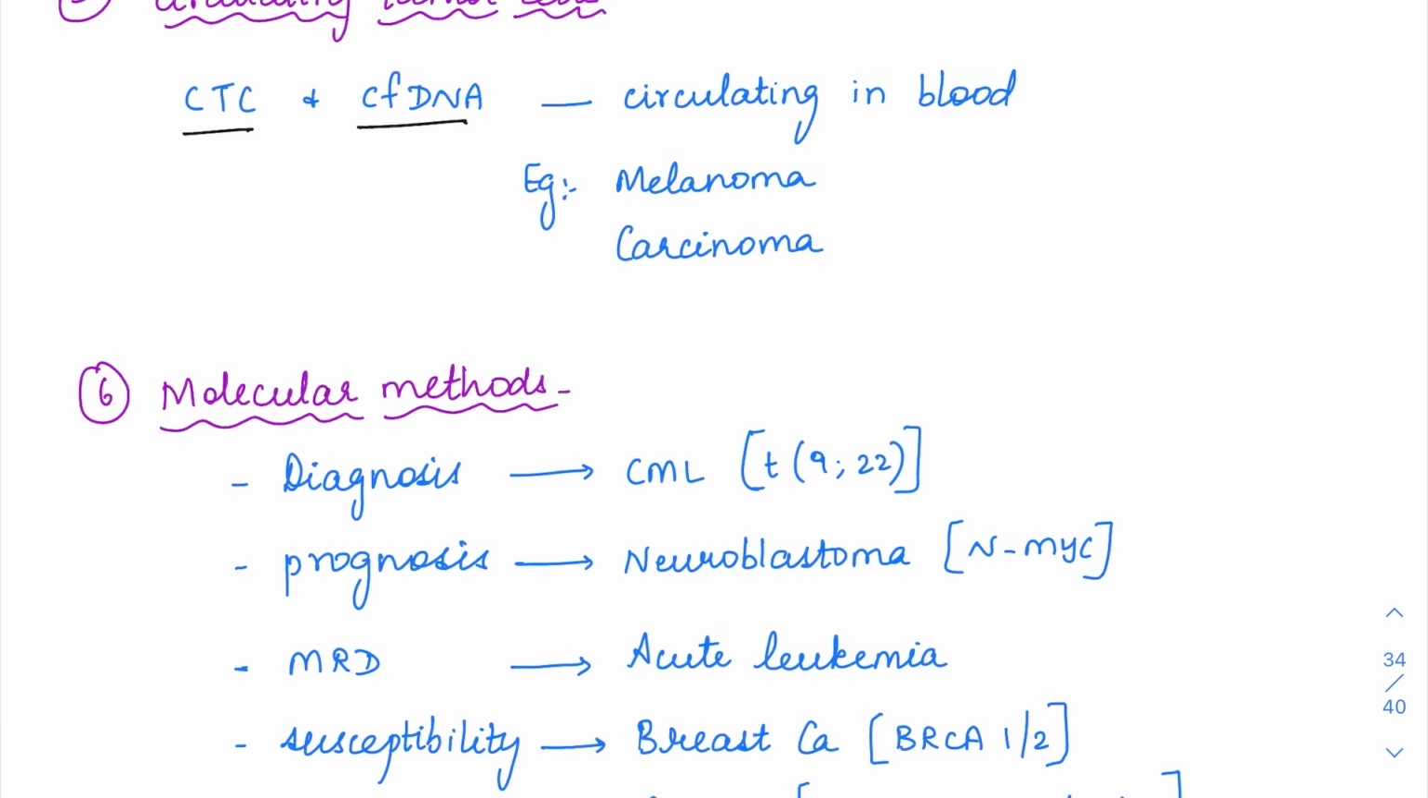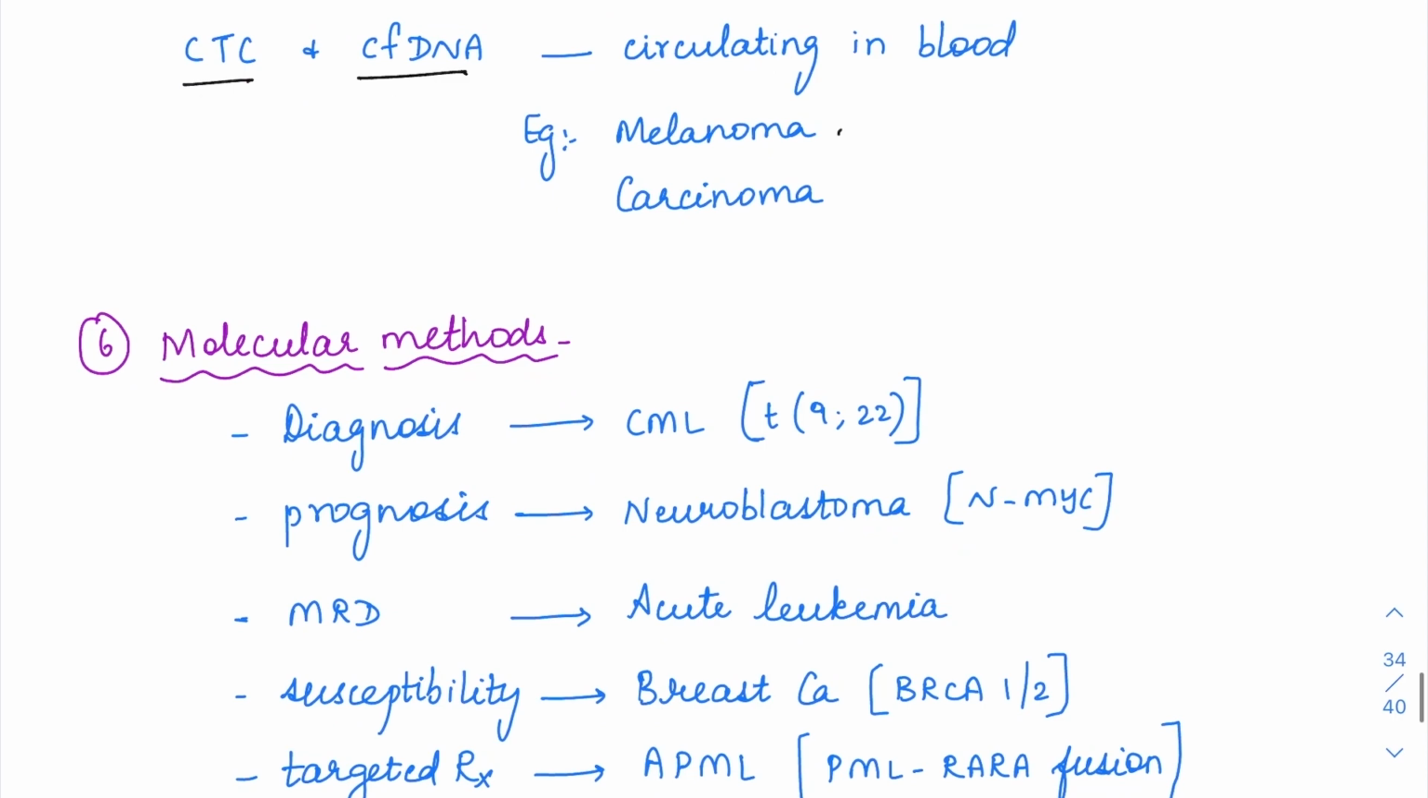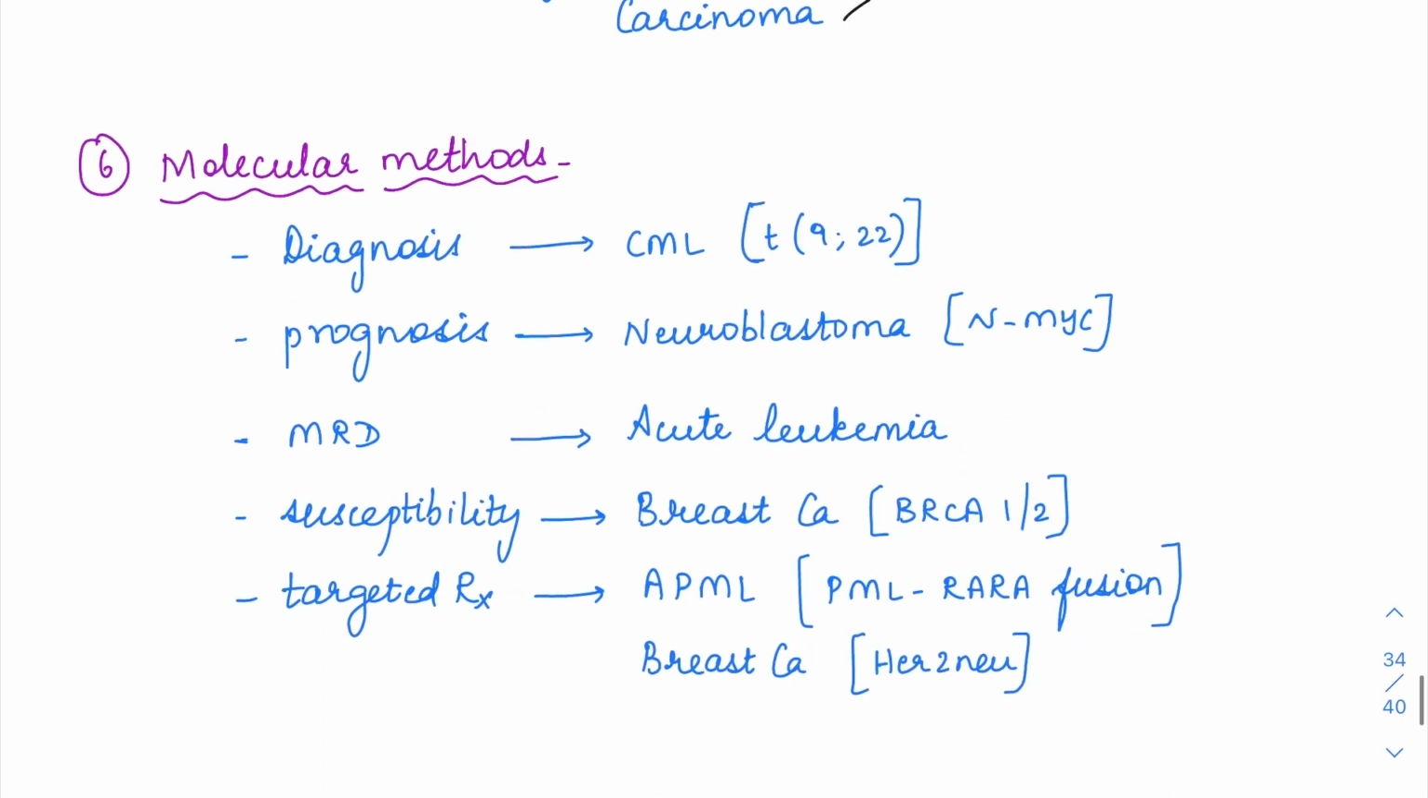So this is an upcoming field actually. And the circulating tumor cells can be studied mainly in melanomas and carcinomas. Any tumor basically.